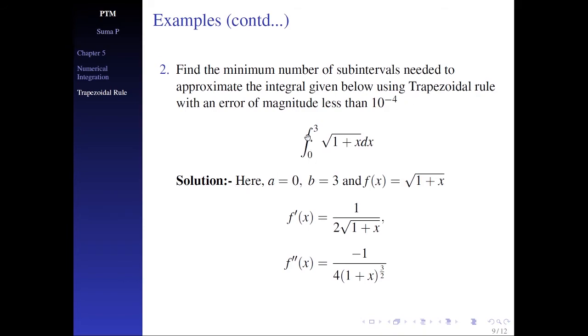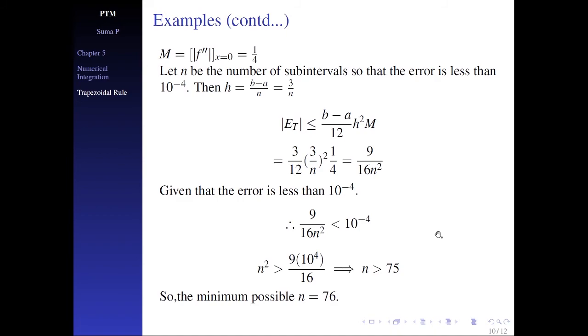Now a is equal to 0, b is equal to 3 and we have f of x is equal to root of 1 plus x. So first f dash is 1 by 2 root of 1 plus x, and again the second derivative f double dash x is minus 1 by 4 into 1 plus x raised to 3 by 2. Here also x is in the denominator, so as x increases the value decreases. So this f double dash x will be maximum when x is equal to the minimum value, that is 0. So putting x equal to 0, we get the value as minus 1 by 4, and taking the modulus, it will be 1 by 4. So M is equal to 1 by 4.